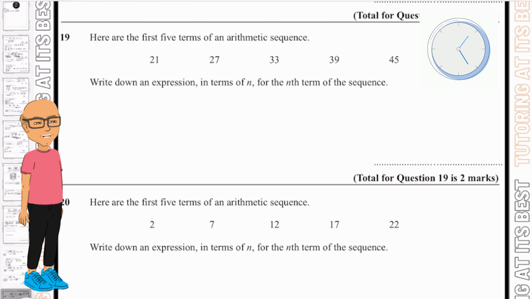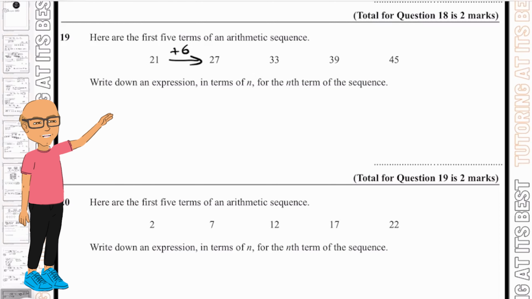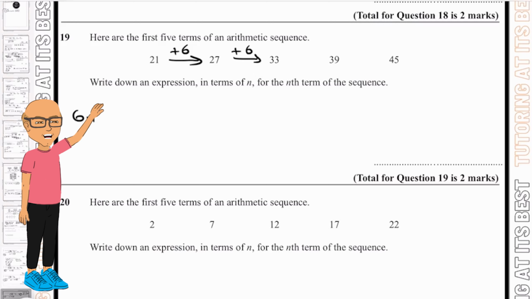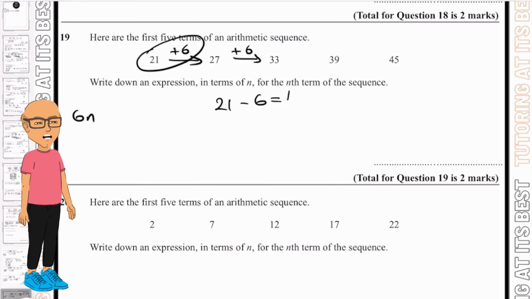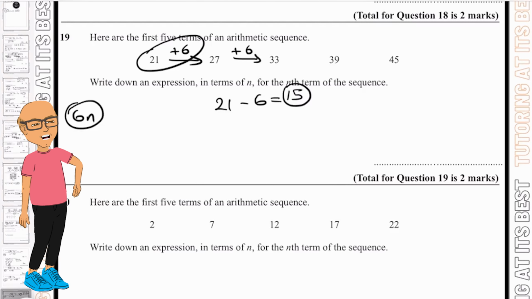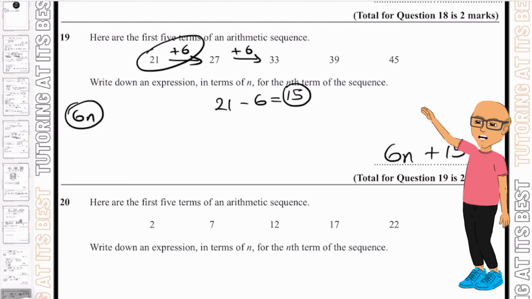Okay, so 21 to 27 is plus 6. So we now know it's going to be 6n. We'll then get our difference, which is going to be 21 take away 6, which is then going to be 15. And we can put that together as 6n plus 15.